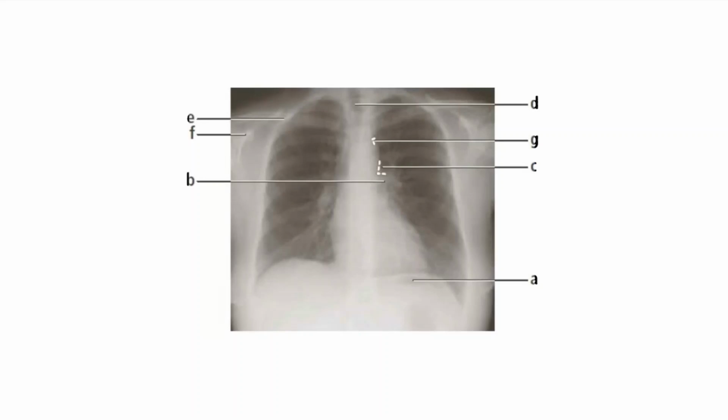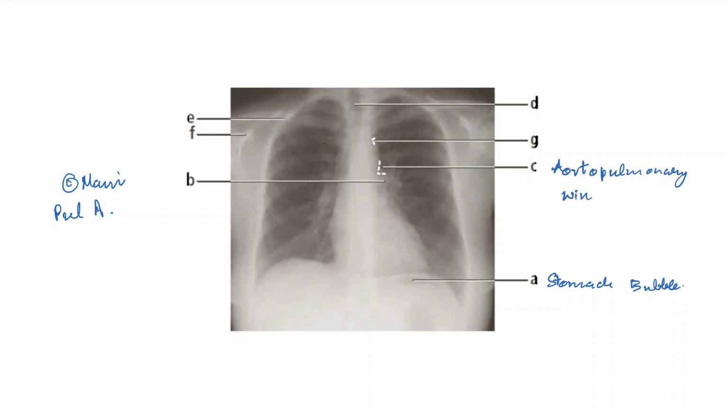Now let us mark the structures in this PA view. A is stomach bubble, B is left main pulmonary artery, C is aortopulmonary window, D is trachea, E is first rib, F is coracoid process of scapula, and G is aortic arch.